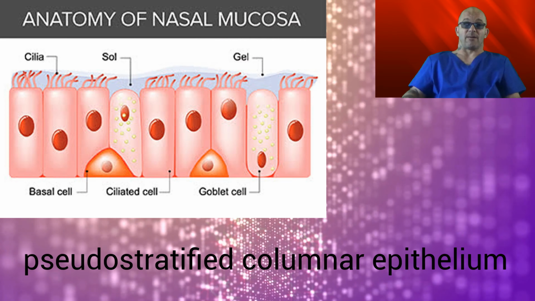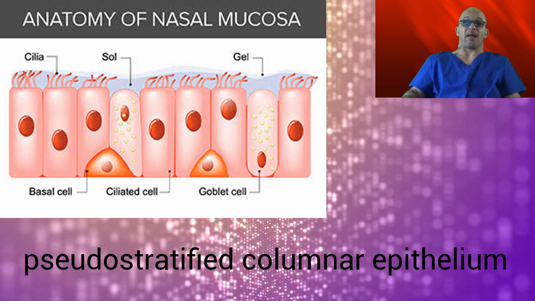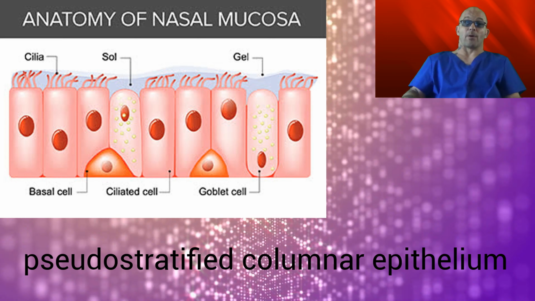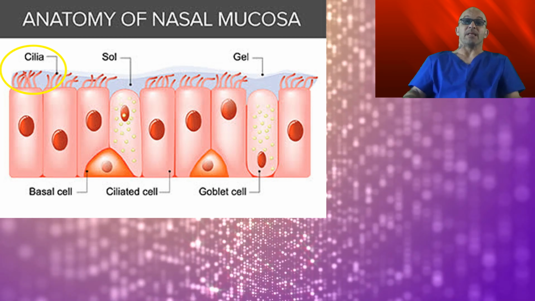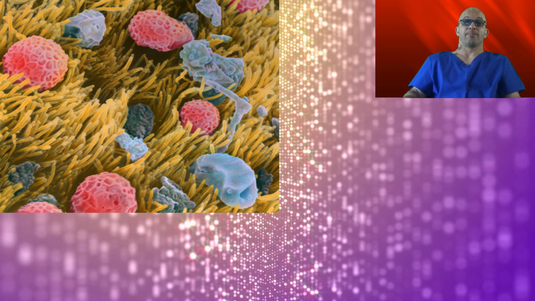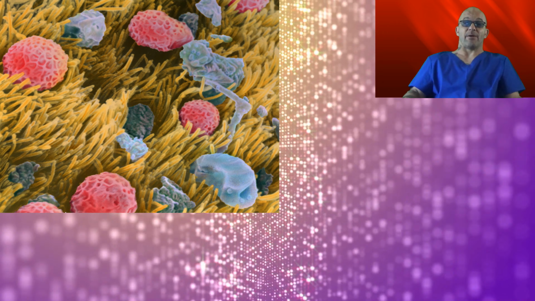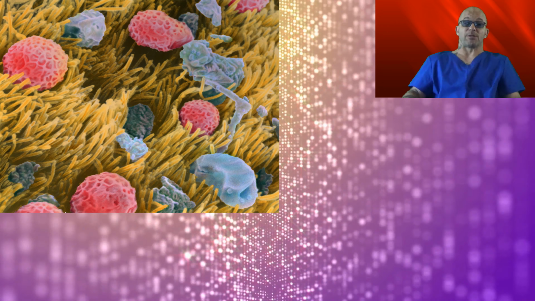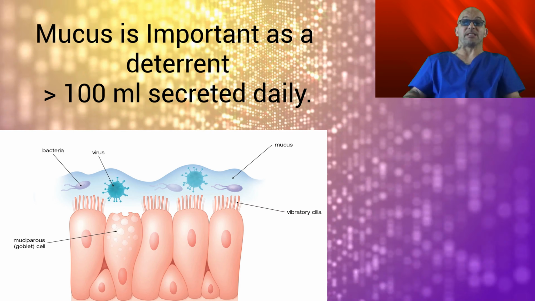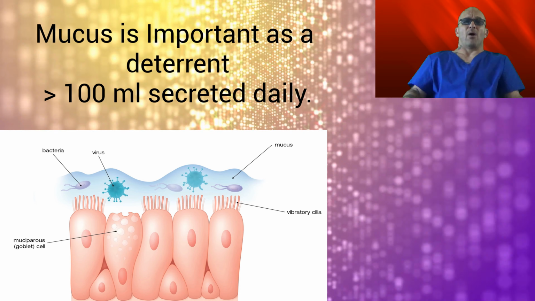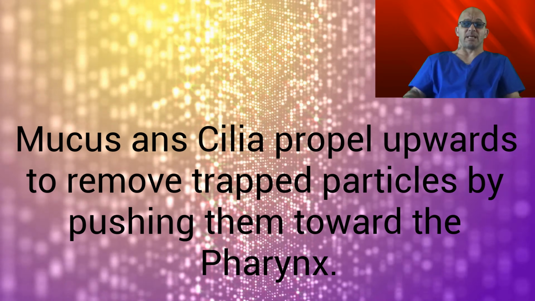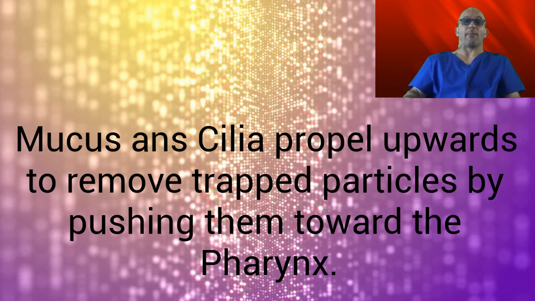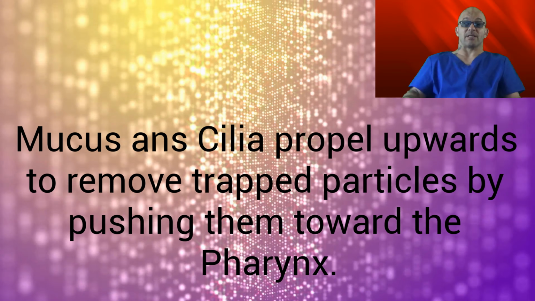These cavities are lined with a membrane known as mucosa. This membranous outer lining is made up of pseudostratified columnar epithelium. It contains goblet cells that secrete mucus. These cells are covered with cilia. These protective mechanisms prevent irritants from reaching the lower respiratory tract. The mucus is a very important deterrent. Over 100 milliliters is secreted daily. Together with the cilia, they propel upwards to remove trapped particles by pushing them towards the pharynx.